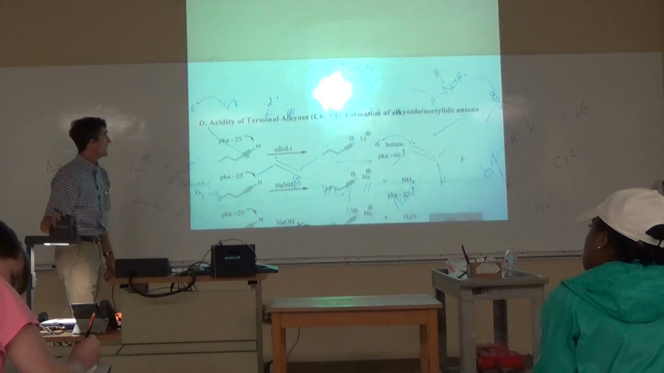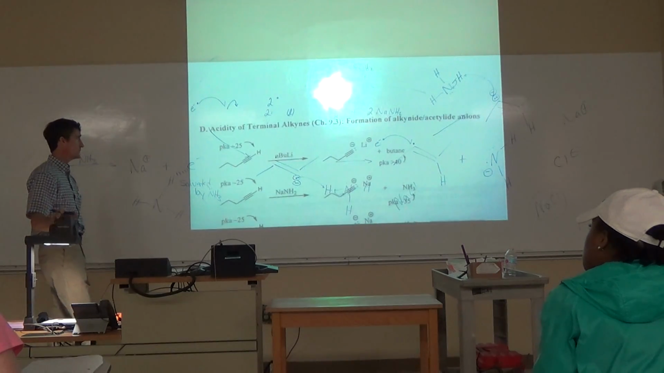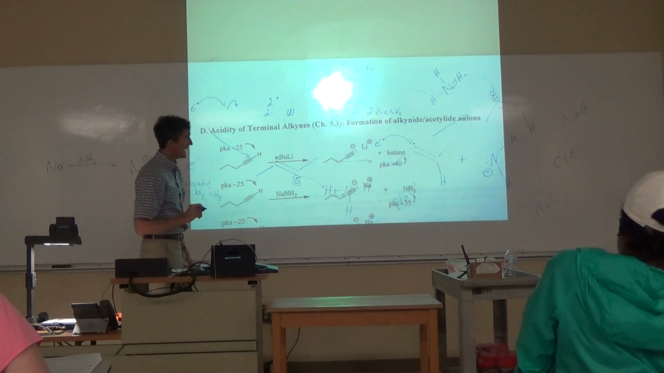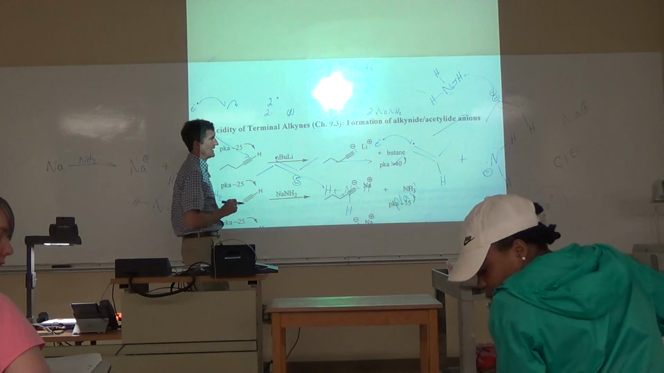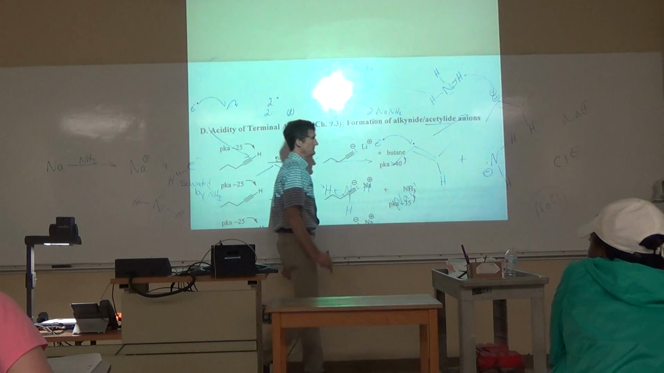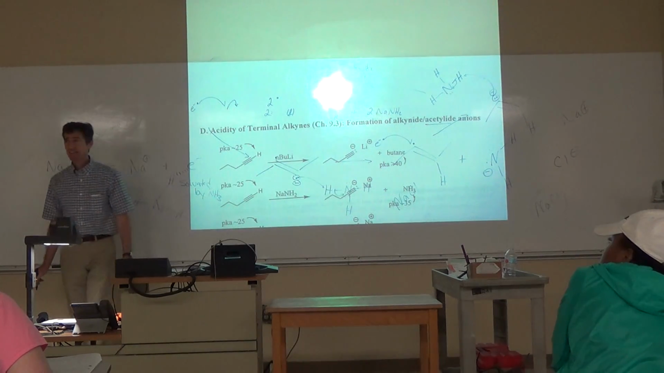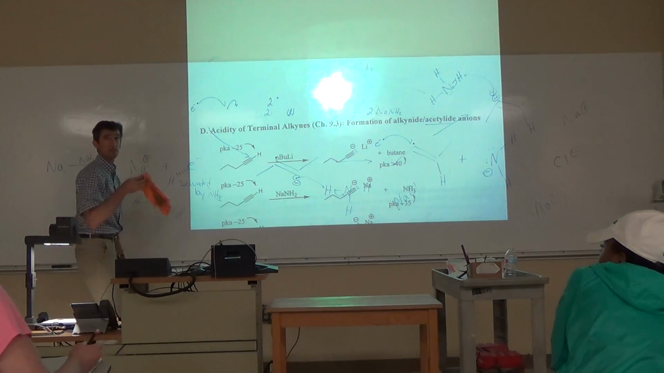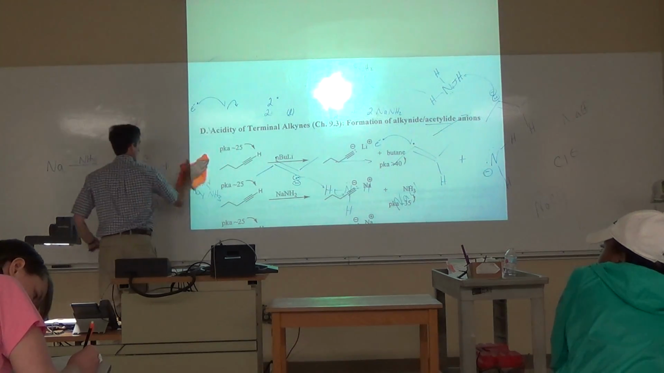Okay. Acidity of terminal alkynes. You probably know what a terminal alkyne is. Formation of what? Alkene. That term's not used much. Sometimes. Acetylide is sort of more common. What does the "ide" ending typically mean? Chloride. Specifically anion. Anion, right? Can we generate anions here? Carbanion?